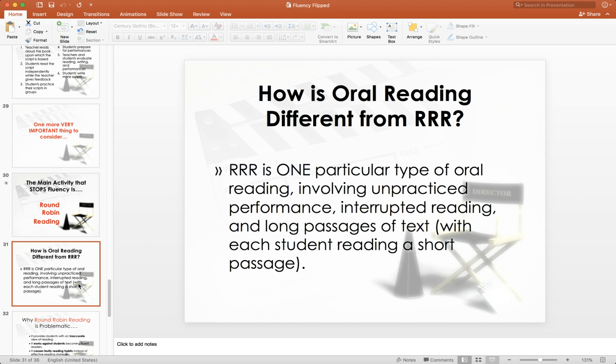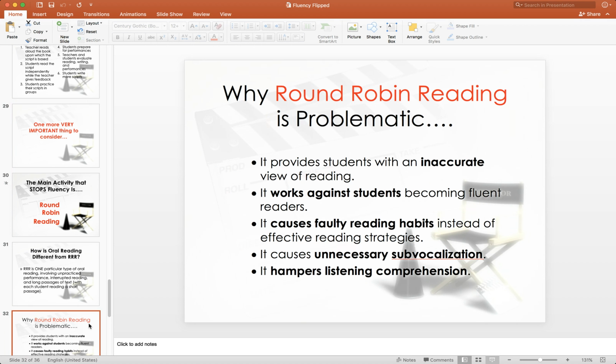Well, round robin reading is when kids sit in a circle and they go around one at a time reading a passage or a part of a story. Typically, that reading is not practiced and it's performed because they have to read aloud in front of others. So round robin reading is one particular type of oral reading involving unpracticed performance, interrupted reading, and long passages of text, with each student reading a short passage.